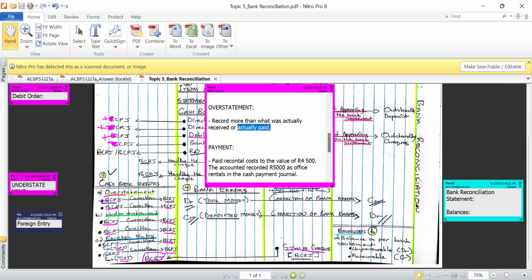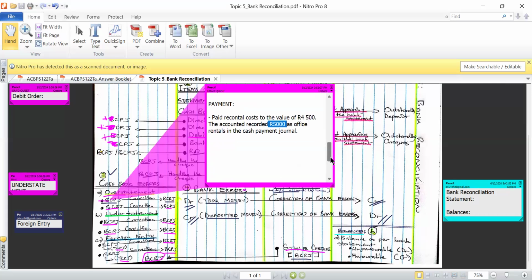Can you see the logic? Instead of recording 4,500, the accountant recorded 5,000 rands. So do you see the overstatement of the payment? It's by how much? It's by 500 rands. That's the way the overstatement works. He recorded more by 500 rands. So if it's an overstatement of a payment, it is corrected in the opposite book, so it is corrected in the receipts journal.